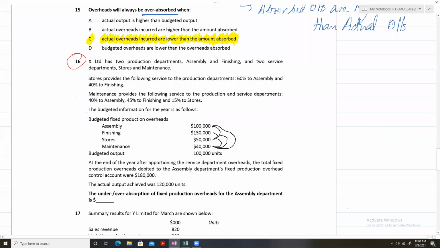Okay, I hope that you have gone through the question during the break, and now I will solve this question in front of you. As I told you earlier, we are required to reapportion the overheads to different departments. Stores and maintenance are the two service departments providing services to the other departments. Maintenance provides services to stores, finishing and assembly, and the stores department provides services to assembly and finishing.